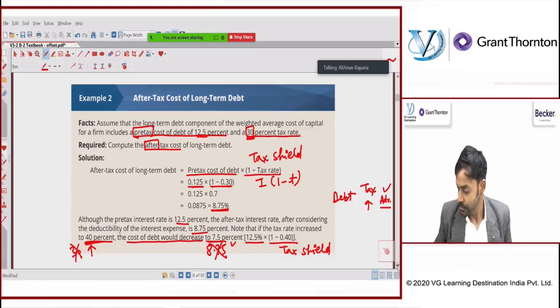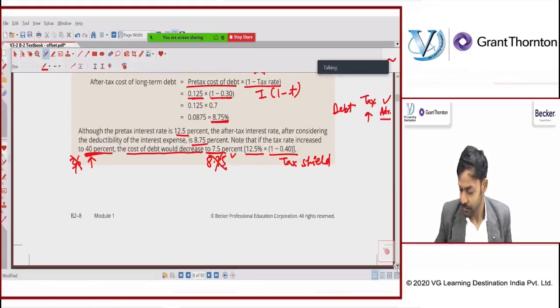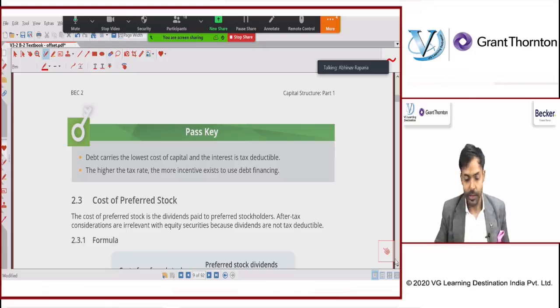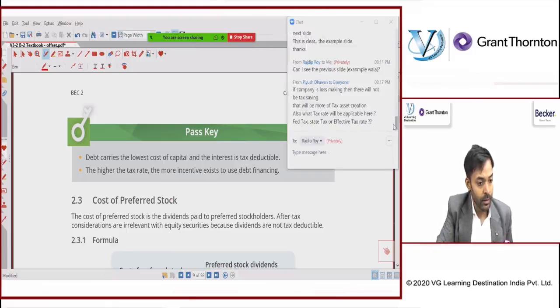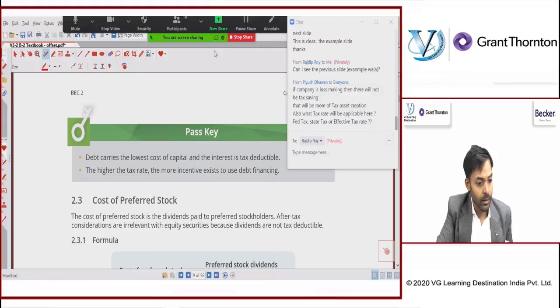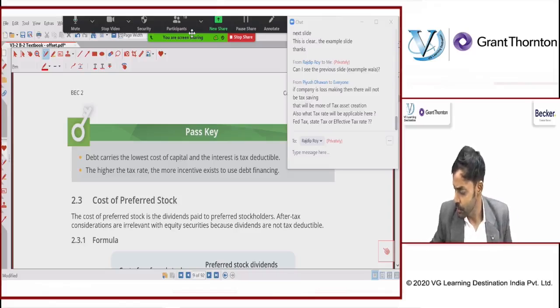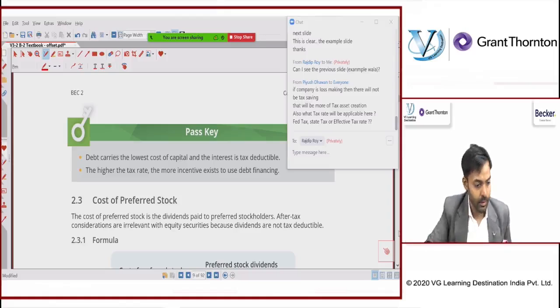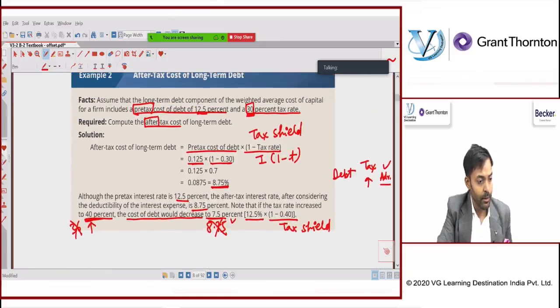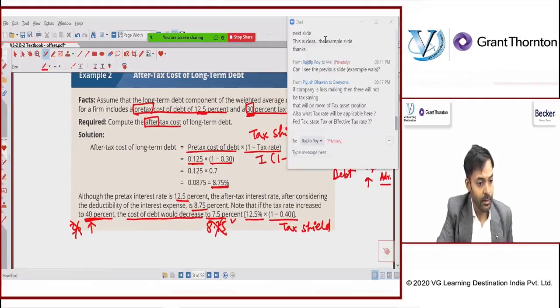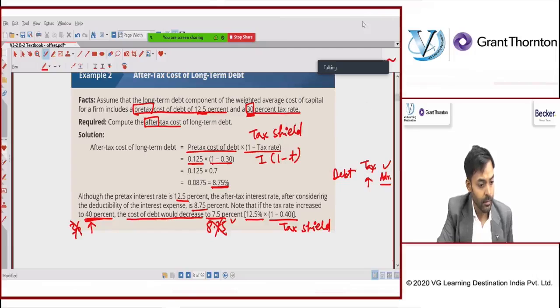I hope it is clear. Which sheet are you talking about, the example? Okay, you want to see the previous sheet, example 1. This is the example sheet. Yep. Okay, we can move ahead.